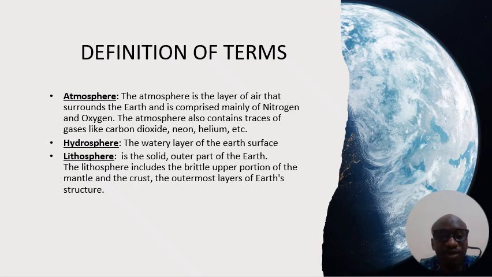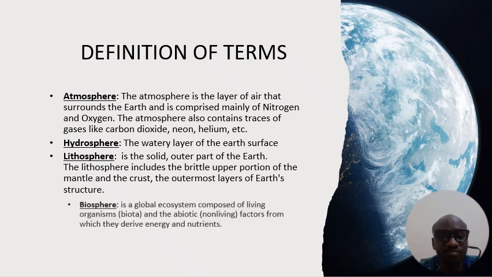The lithosphere is the rigid, outermost shell of the Earth. It is the solid outer part of the Earth, and it includes the crust and the uppermost part of the mantle, forming the solid ground beneath our feet. The lithosphere includes the brittle upper portion of the mantle and the crust, the outermost layer of the Earth's structure, the rocky parts, the mountains, and the triggering of earthquakes.